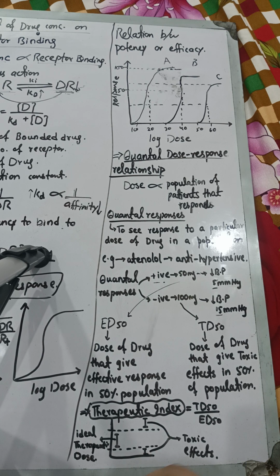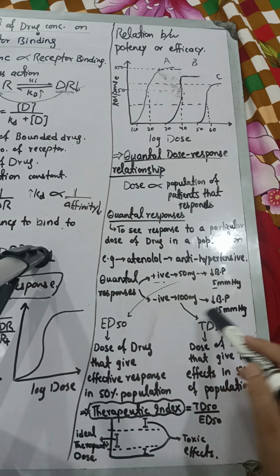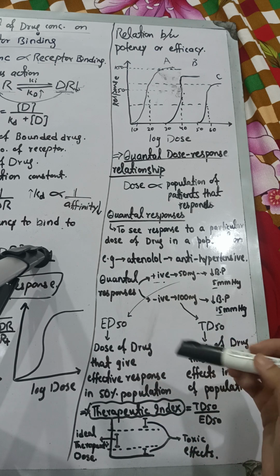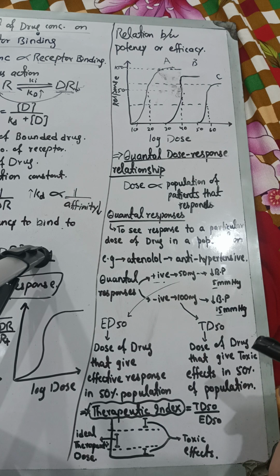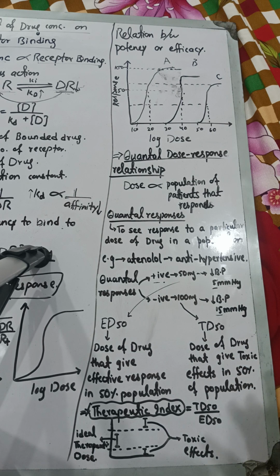So therefore in every pharmaceutical industry, whenever a medicine is formed, it is mentioned that it should be in the therapeutic index, because whenever it is exceeded or goes out of this index, it will show toxic effects to you. So therefore we want more and more ED50, not TD50. We want more and more effective response, not the toxic responses. So this was all about the relationship between your dose and your response.